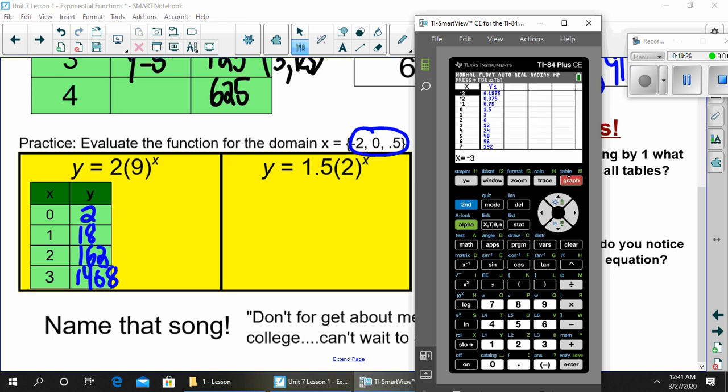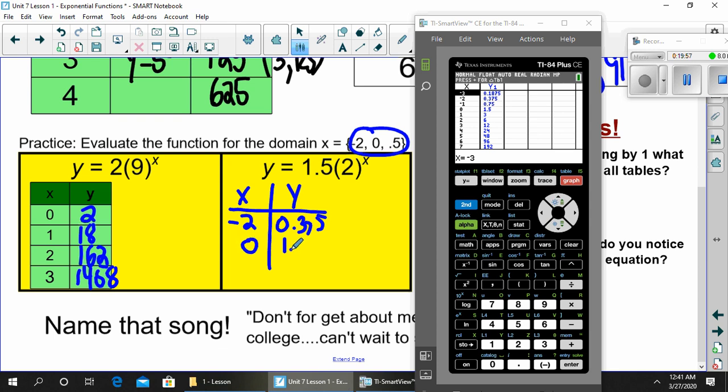I didn't press second function, so I see the graph. Okay. So we have -2, which is your x, y. All right, when x is -2, y is 0.375, and I'm copying it from the calculator. Then it's 0, for when x is 0, y is 1.5. Then I have a problem.